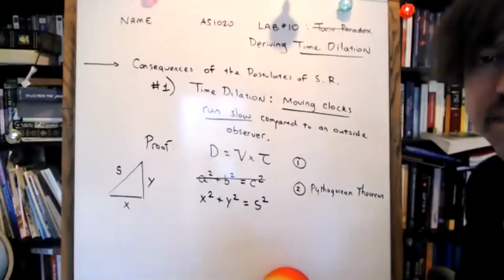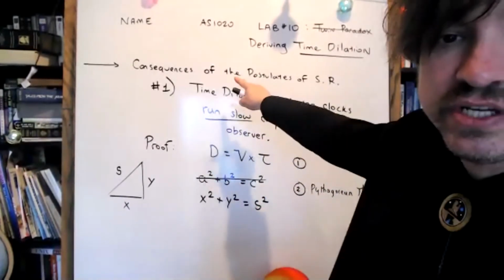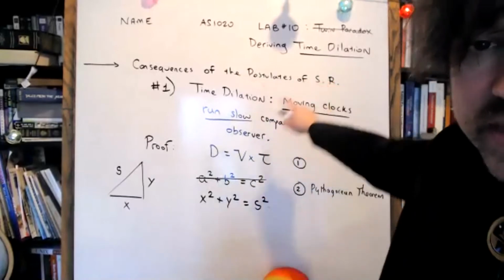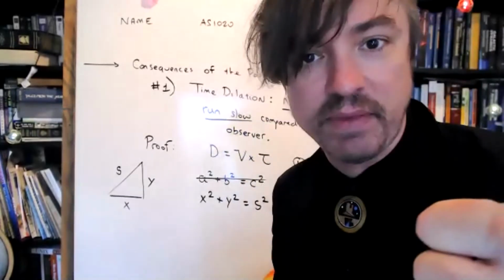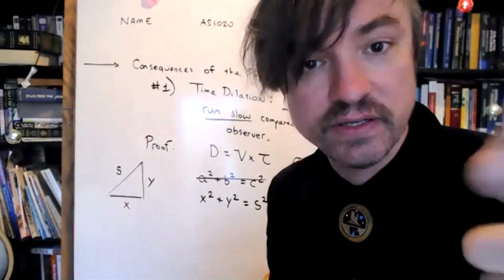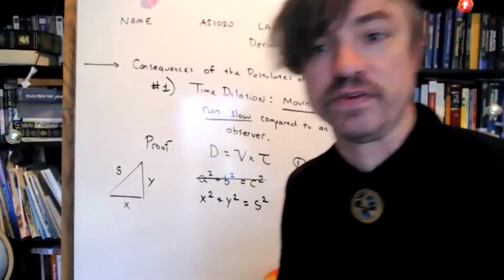All right, that's all you're going to need for this derivation. And you're also going to need to know the two postulates of special relativity. The laws of physics are the same in all inertial reference frames, and the speed of light is a constant for all observers.